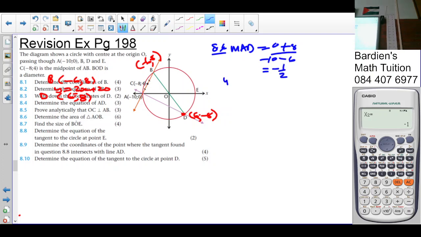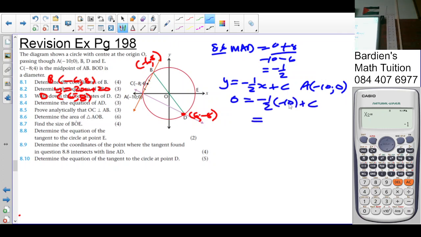So what's my equation? y is equal to negative half x plus c. To calculate c again, I need a point on this graph. I'm going to go again with A. So A is (-10, 0). So that's going to give you 0 is equal to negative half times negative 10 plus c. So that's going to give you 5. Take 5 over the equal sign, it becomes minus 5. Okay? So y is equal to minus half x minus 5.